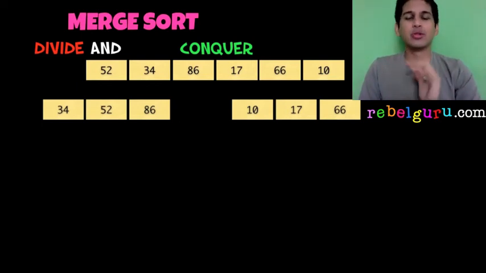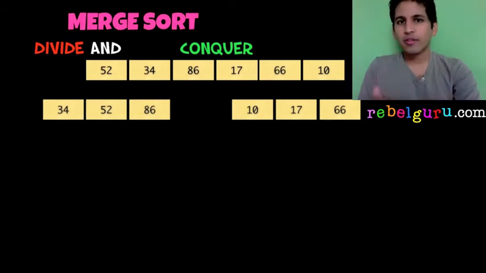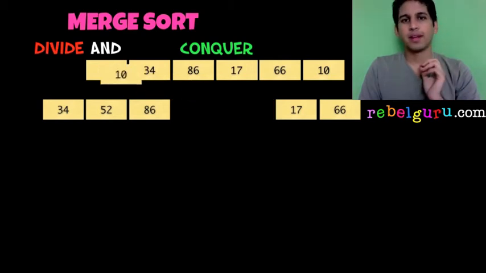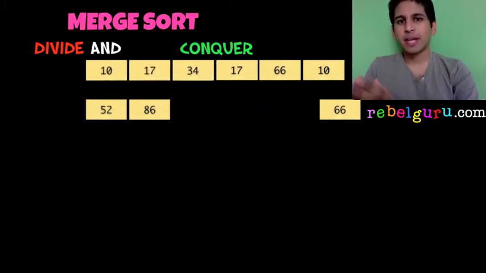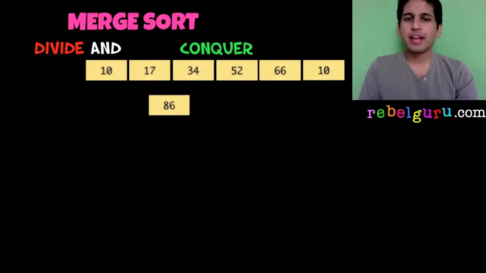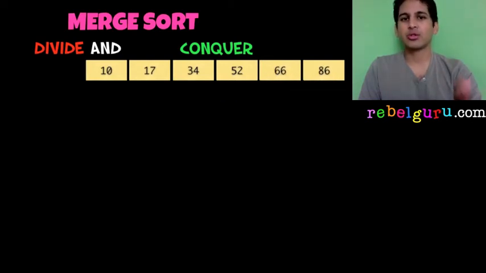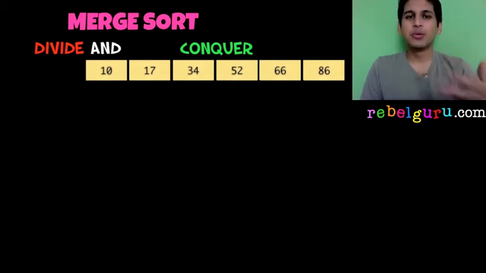Now again, let's do this. Take a look at the first element on the left hand side is 34. First element on the right hand side is 10. You will choose 10. Now the first element on the right became 17. First element on the left became 34. 17 got chosen. Then 34 got chosen. Then 52, 66 and 86 got chosen. So as you can see from this animation, merge sort is an excellent way to do sorting by breaking your bigger problem into smaller and smaller subproblems.